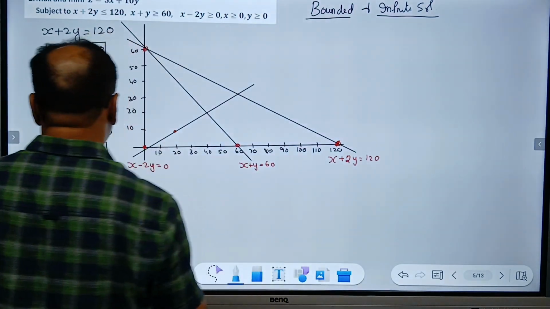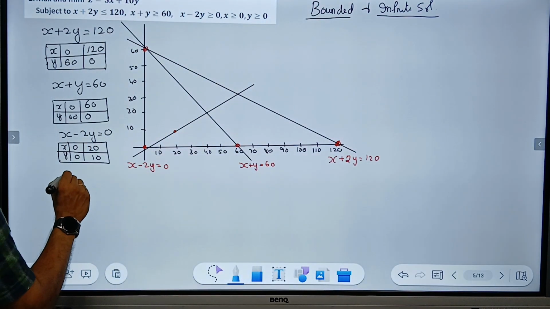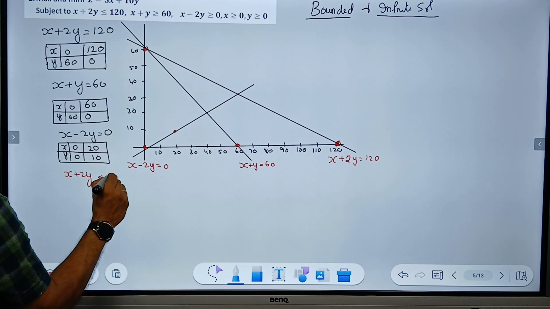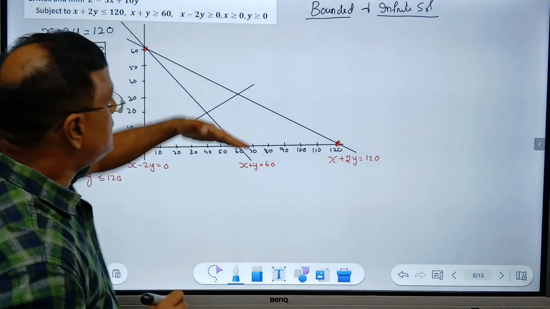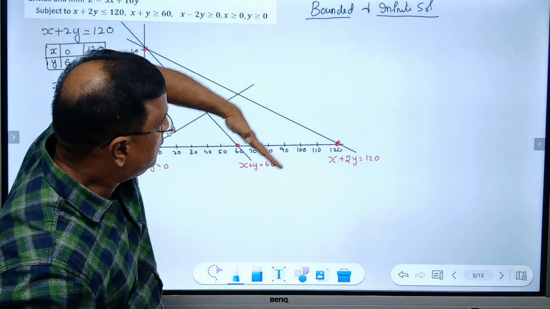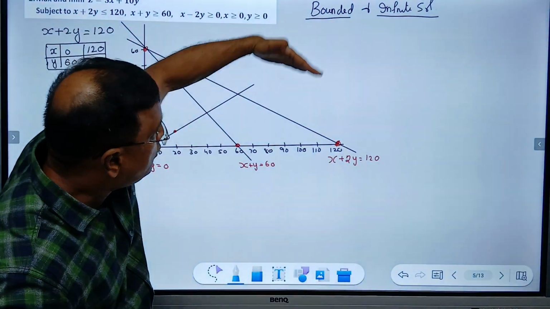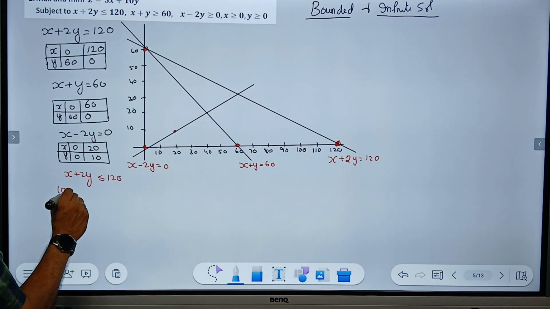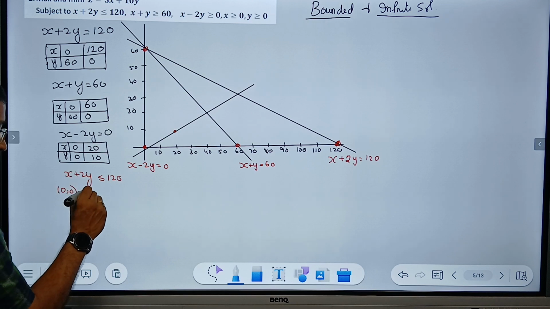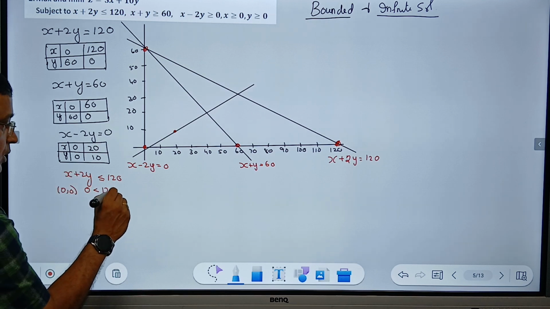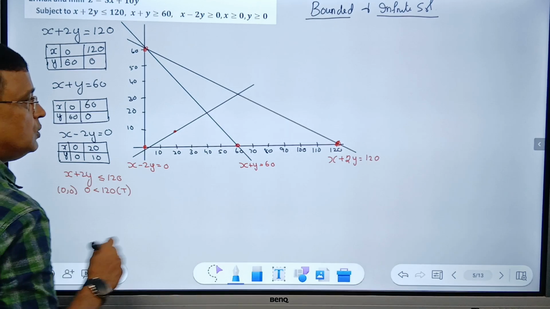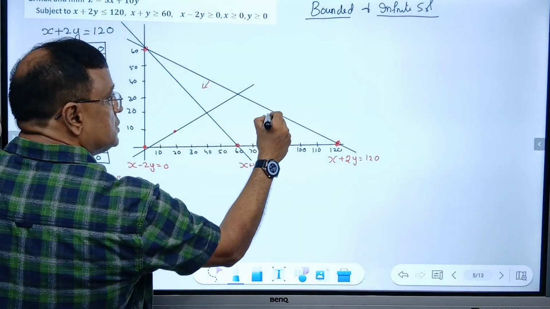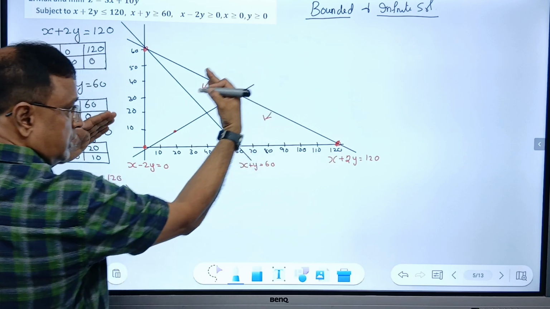So the first is what I will do. I will take x plus 2y less than or equal to 120. So x plus 2y less than or equal to 120 means either it is towards origin or away from origin. So for convenience, I choose origin. So origin means 0 is less than 120, which is obviously true. So it is towards origin. So I will shade towards origin, all the region towards origin.